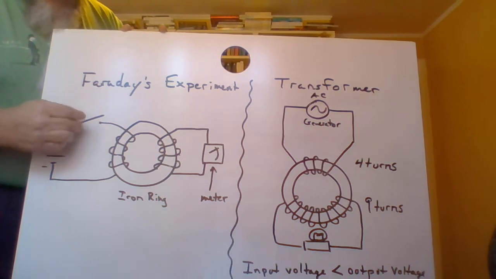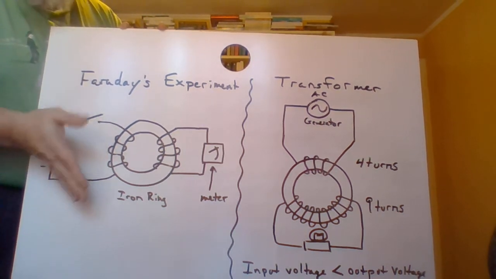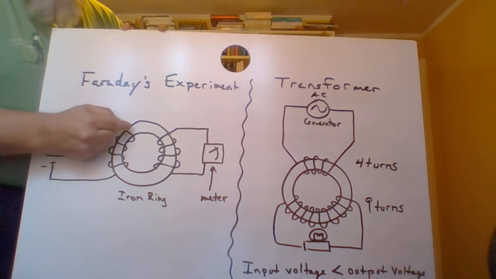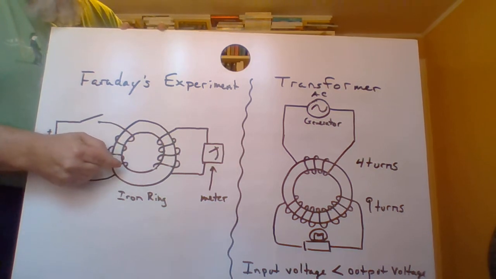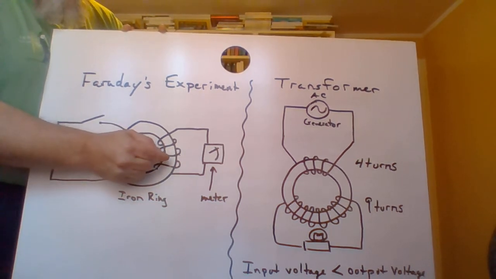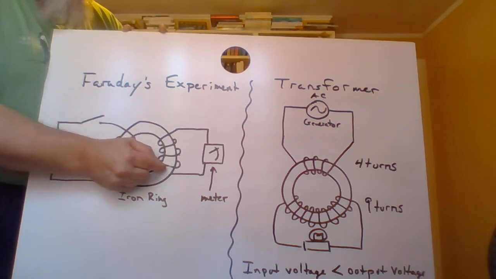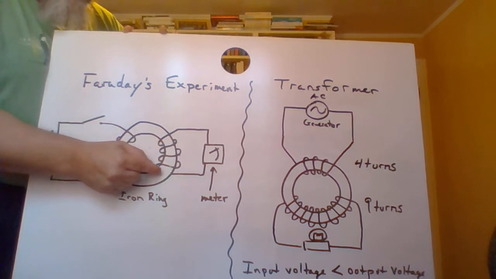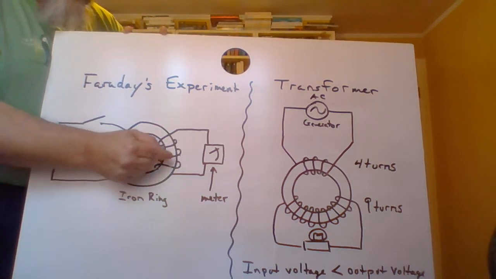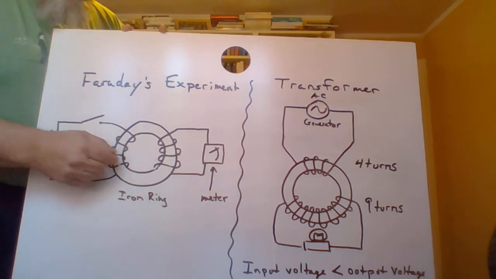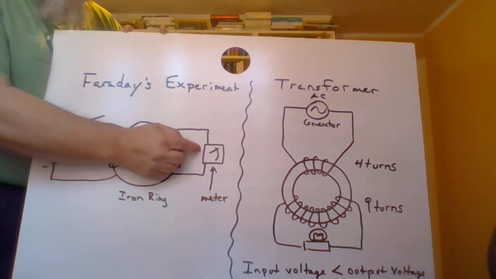The current goes from 0 to some value on this side of the coil. Well, that means that the magnetic field inside the iron ring goes from 0 to some value based upon the magnetism of this coil. Well, if it goes from 0 to some value, then that changing magnetic field is cutting across these wires over here, creating a magnetic flux over here. And so while that change is happening, you get a reading on the meter.